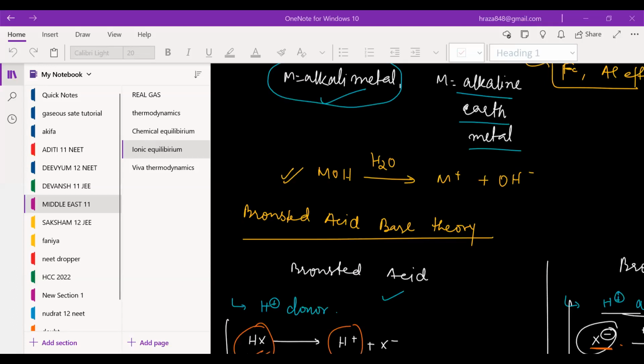Wait a minute. The pH value of pure water. Pure water at 0 degree centigrade, right? Yes sir.